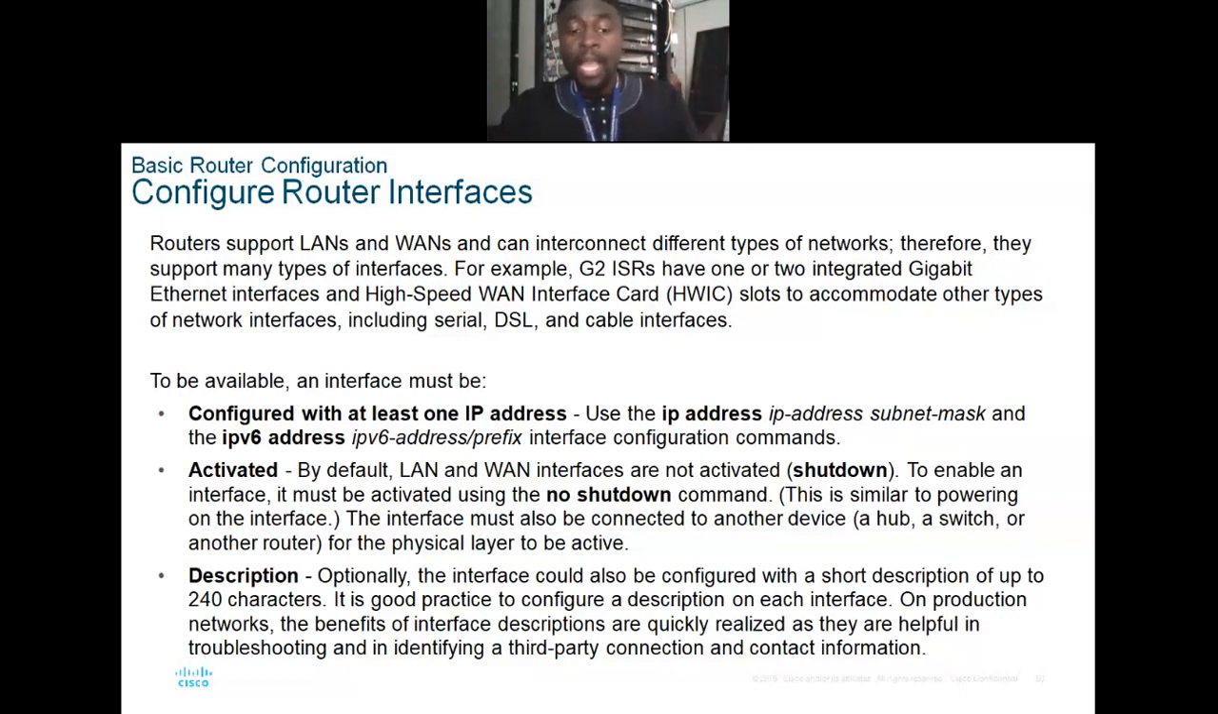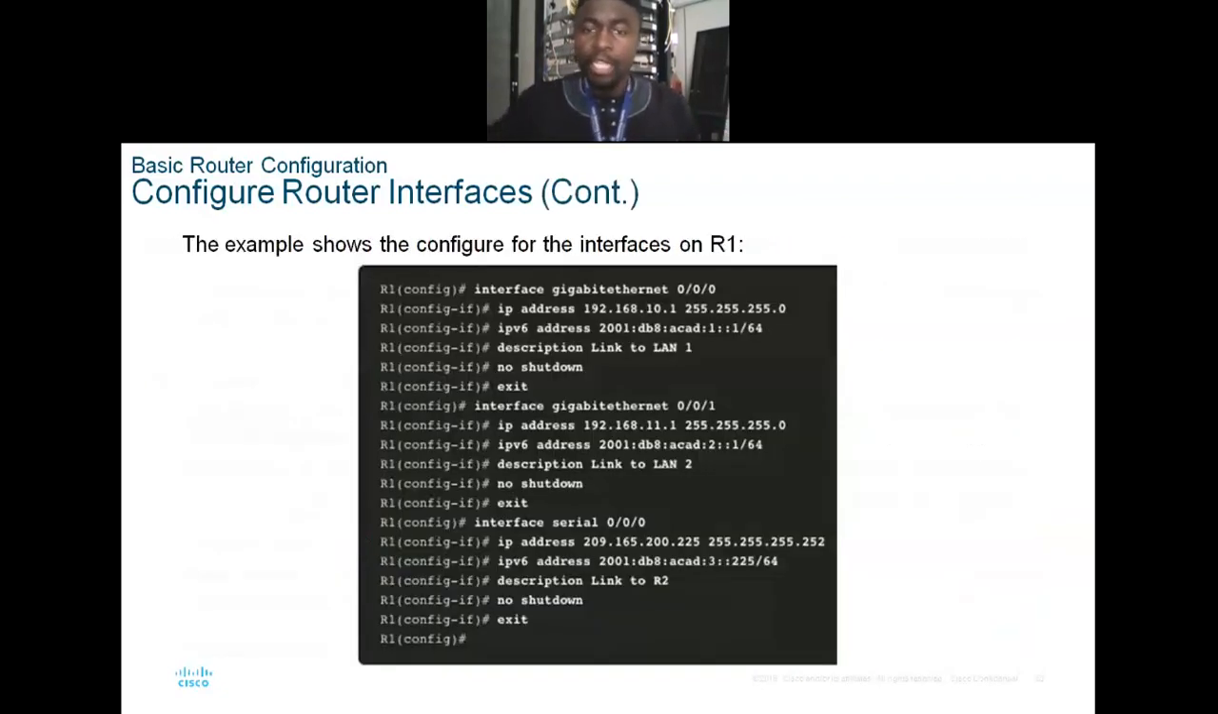Then the interface will come up. And for standard practice, it's also good to have a description on the interface. For instance, I set up an interface and I'll say description, then I'll say link to ISP1, or link to MTN Nigeria, or whatever it is, or link to this particular VLAN. You can put in the description and it will serve you very well.